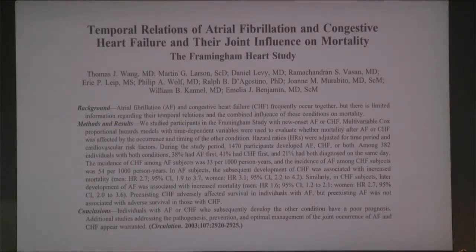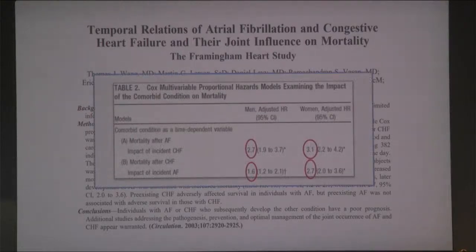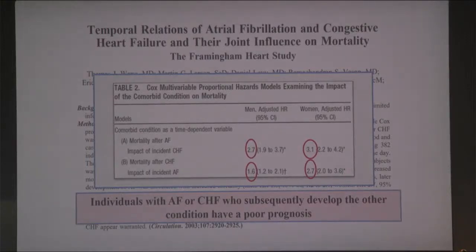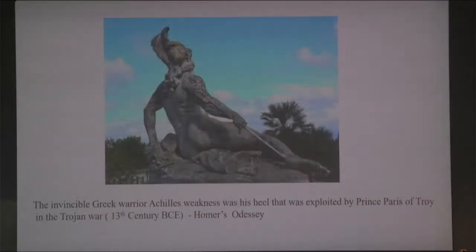This is a very interesting study. The authors basically tried to look at the temporal relations of atrial fibrillation and CHF, and the joint influence on mortality. This was the Framingham Heart Study, published way back, but I like to show this. Eventually, what they found here was that irrespective of whether the AF came first or heart failure came first, the mortality worsened. So individuals with AF or heart failure who subsequently developed the other condition have a poor prognosis. And that's why I think the organizers very rightly referred to AF as the Achilles' heel of heart failure.